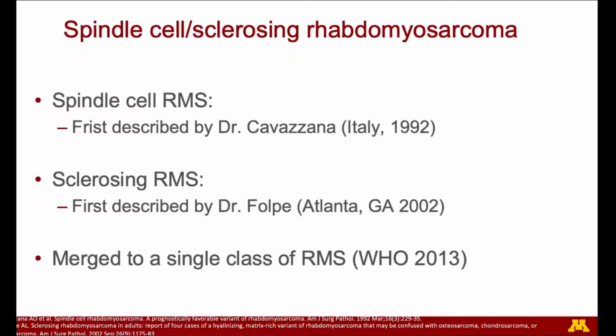And later, with strongly supported overlapping molecular genetic features, it became more obvious that these 2 entities are very related. Consequently, the WHO classified them as a single class of rhabdomyosarcoma, as I said, in 2013, and this continues in 2020.